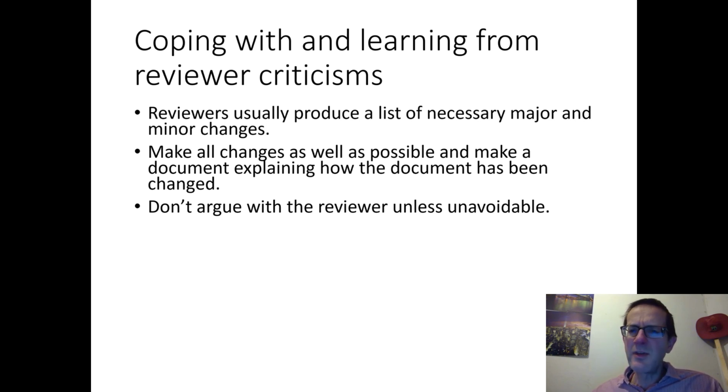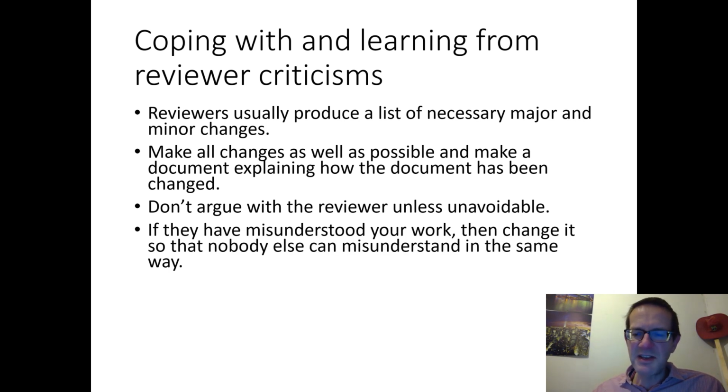So you should only argue with the reviewer if it's really unavoidable. So if the reviewers ask you to do something that you know is wrong, you can say, well, I'm sorry, I haven't done this because this reason makes it the wrong thing to do. I very rarely do that. I think maybe 1 paper in 20 I argue with the reviewer, maybe even less than that. I don't know.